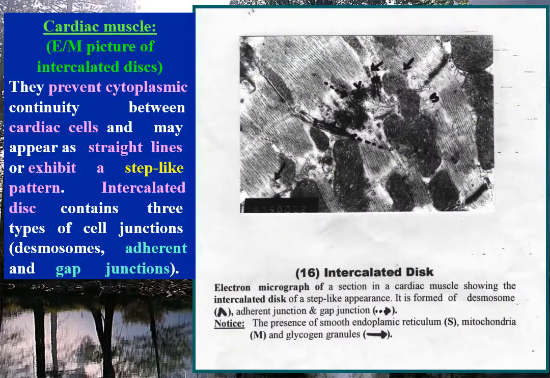Electron micrograph of a cardiac muscle, showing intercalated disc of a step-like appearance, formed of desmosome, adherens, and gap junctions. There are also multiple mitochondria of various sizes, together with smooth endoplasmic reticulum and glycogen granules.